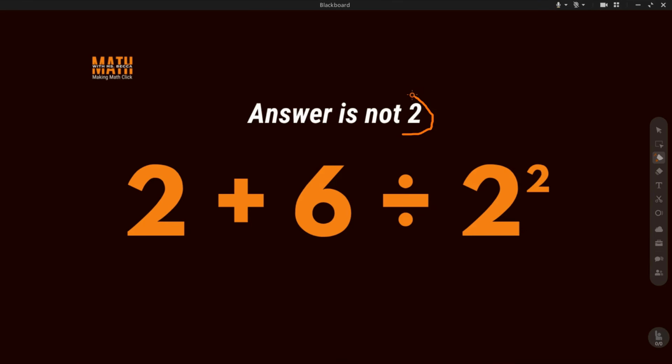Now you got two right, or what did you get? Let me know in the comments. But the truth is the answer is not two.